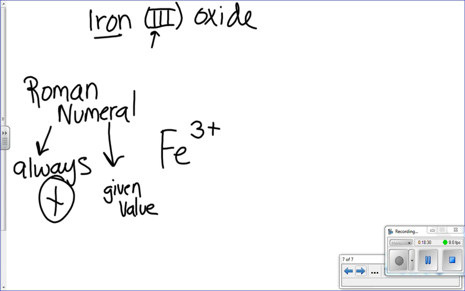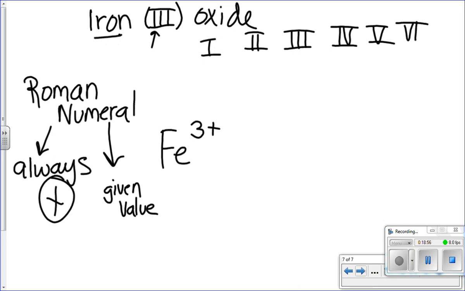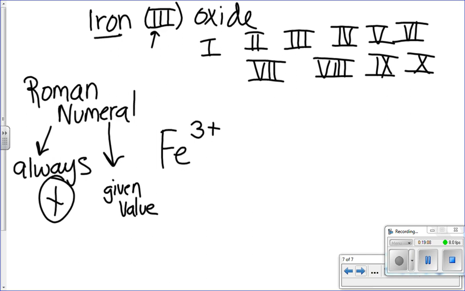So you need to know the Roman numerals. Is there anybody who doesn't really know the Roman numerals? I'll write it down real quick if you don't. This is 1, 2, 3, 4, 5, 6, 7, 8, 9, and 10. Those are the Roman numerals 1 through 10.